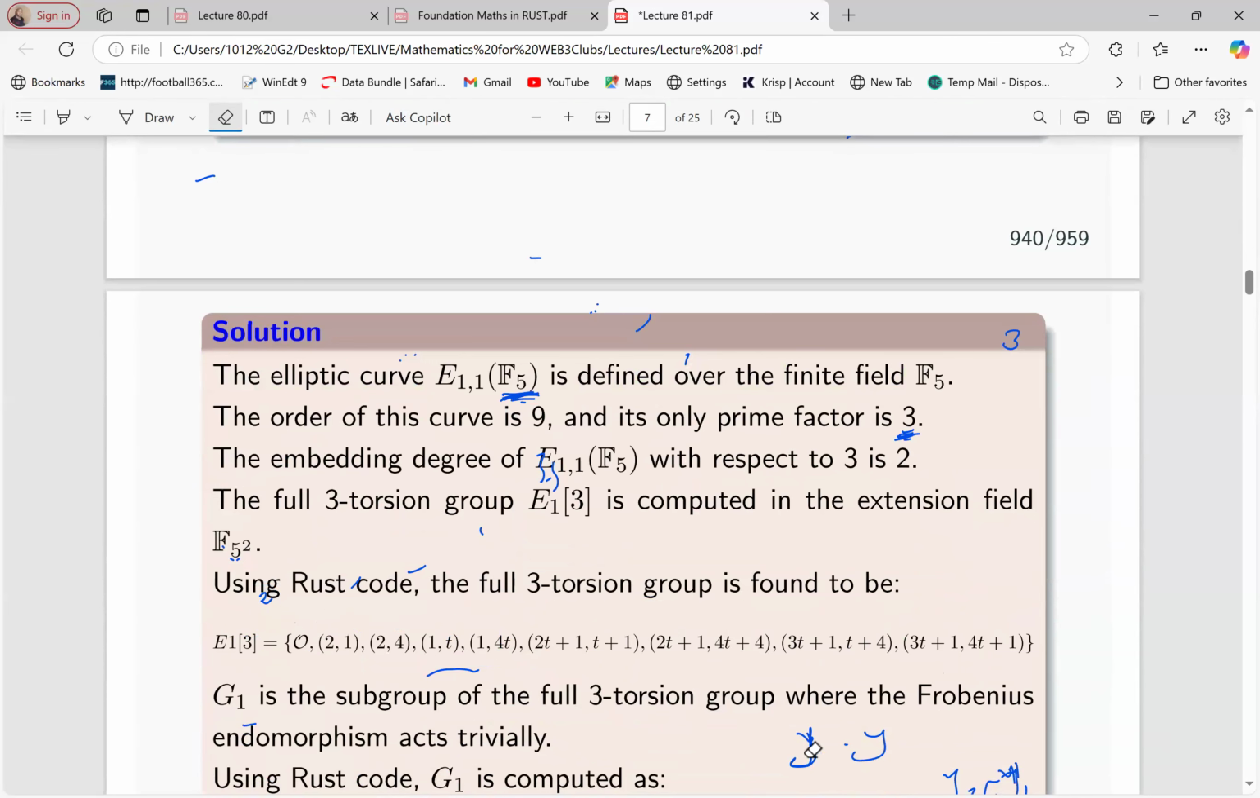Remember, G2 group must also have 3 points. Because G1 already has 3 points, and of course, these 3 points are coming from the fact that we're talking about 3 torsion. So G2 must also have 3 points. And those points are those which will fulfill this condition. They are part of these points. So which one of them? When the x value is raised to 5 and y value is raised to 5, the result will be the same as 5 multiplied by P. So those points then will qualify.